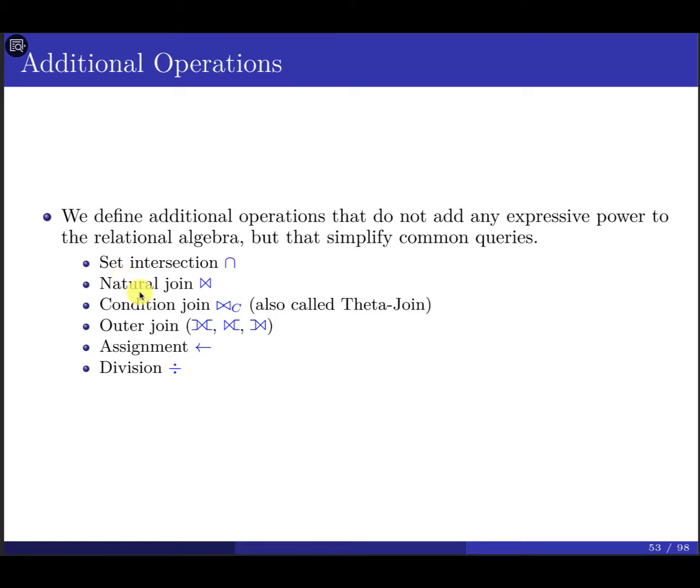Then after that, talk about the join. The most important thing is that we need to understand what's going on with the join. Then after that, we talk about the conditional join, another type, and the outer join. Then after that, talk about the assignment and the division. Okay? So let's take a look one at a time.